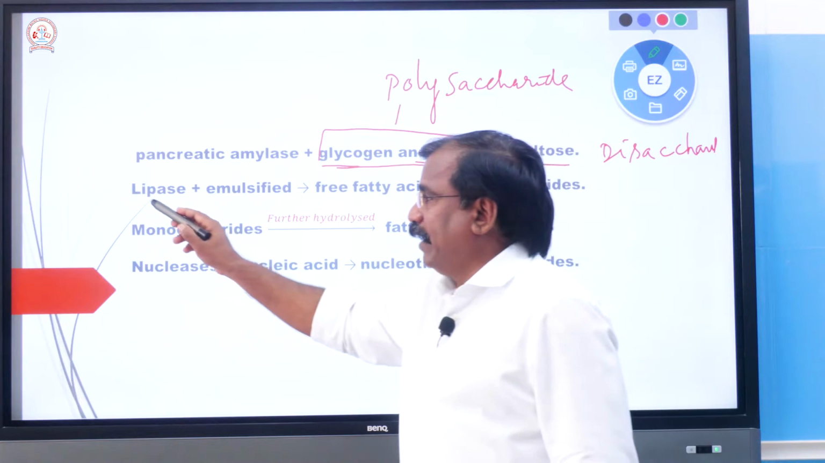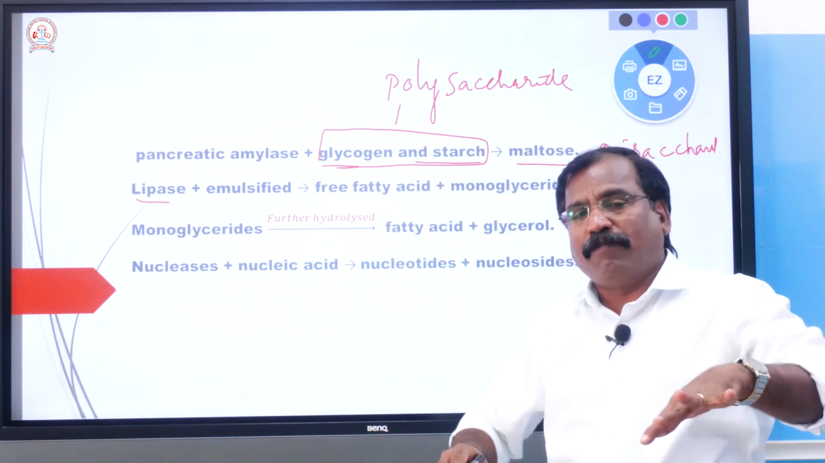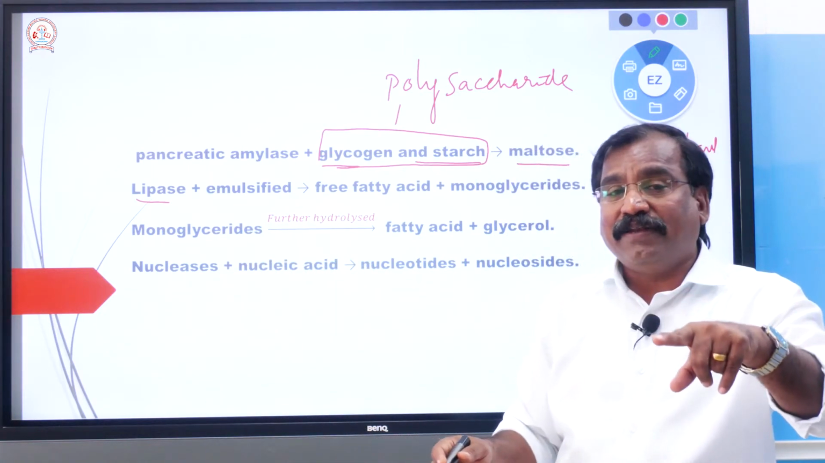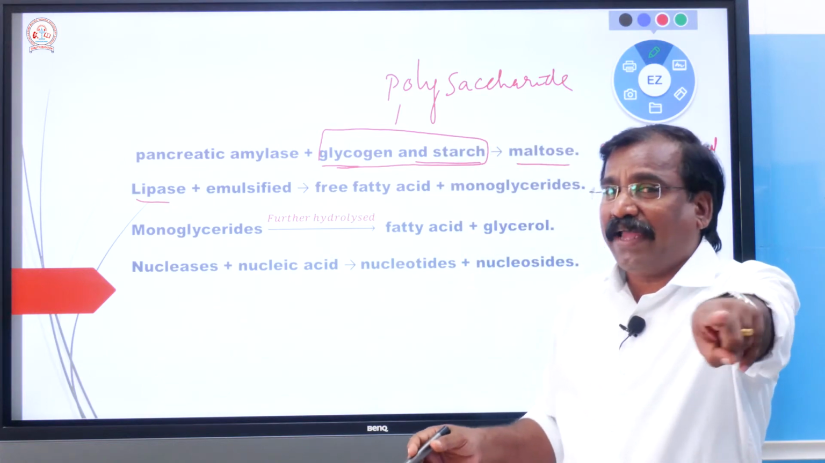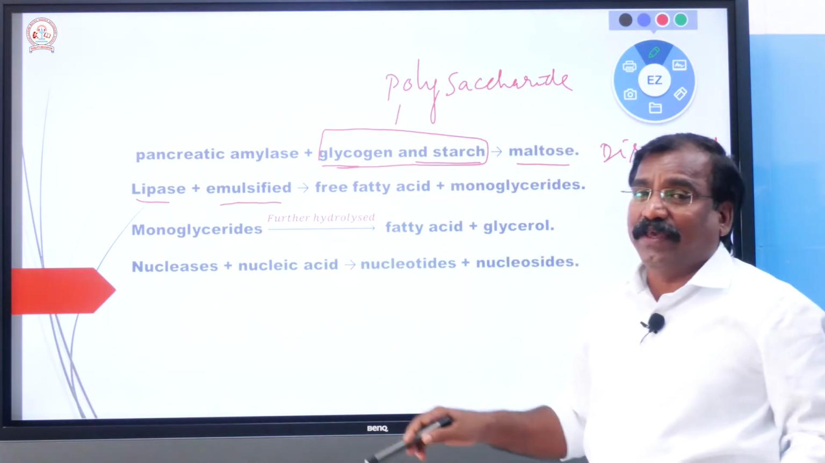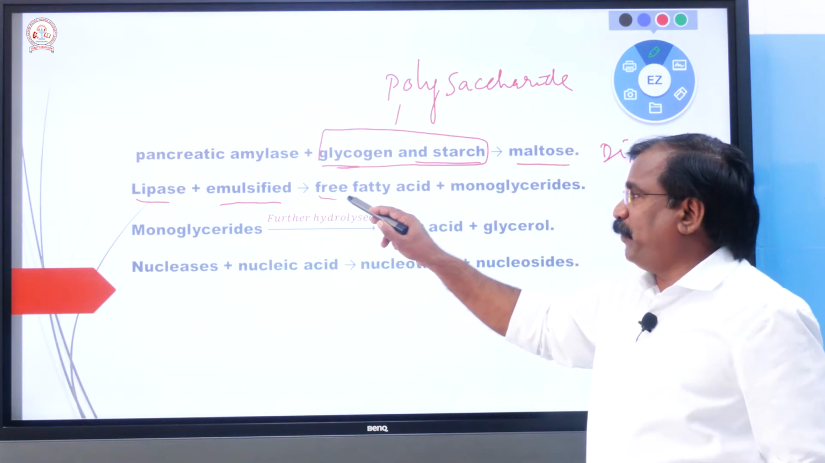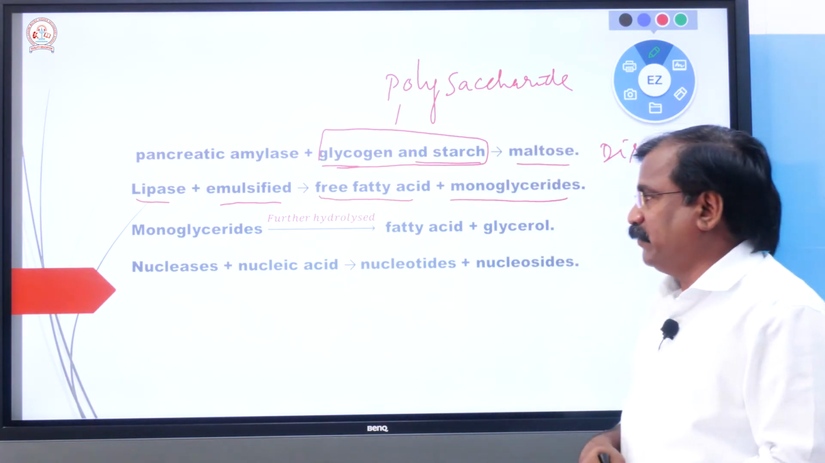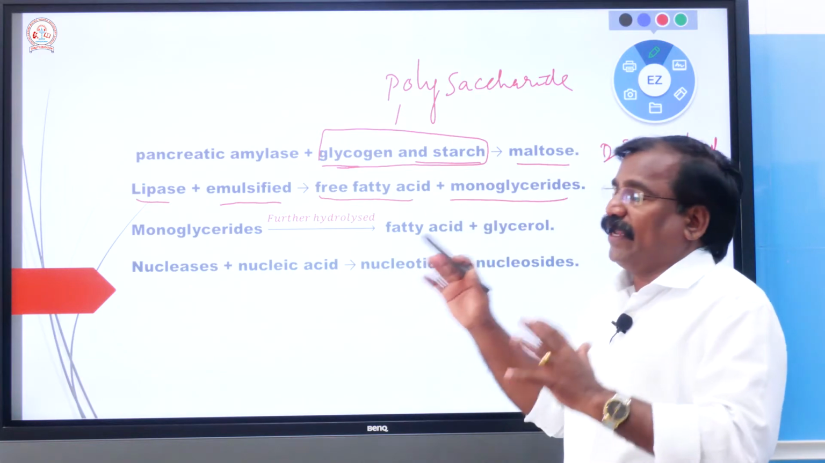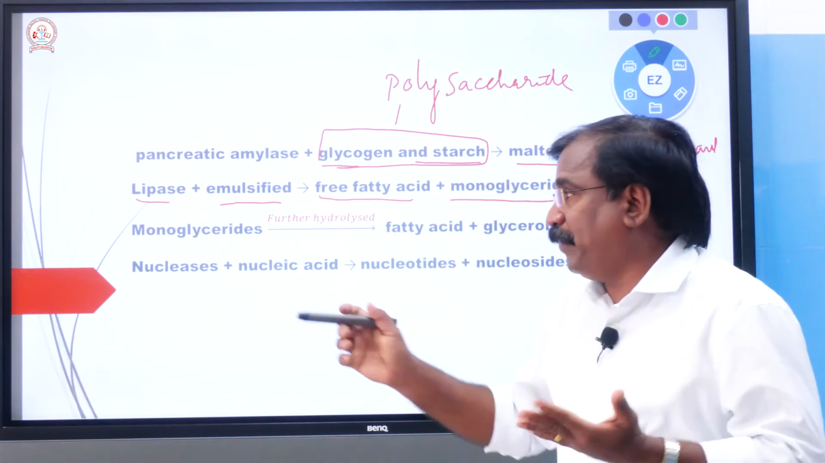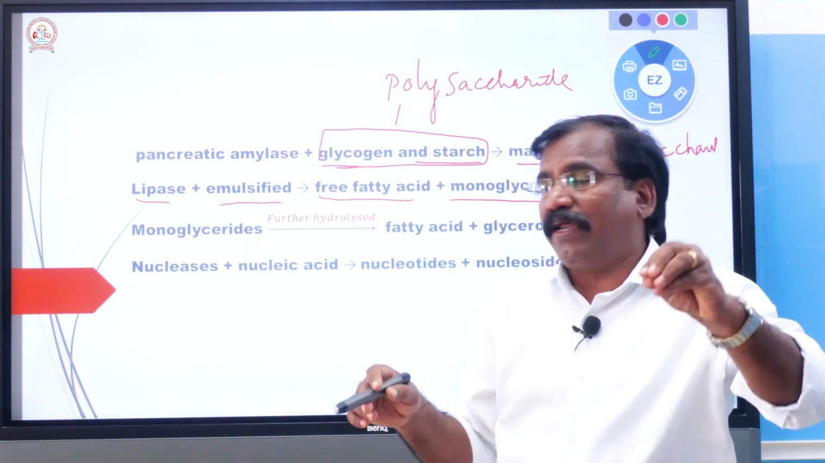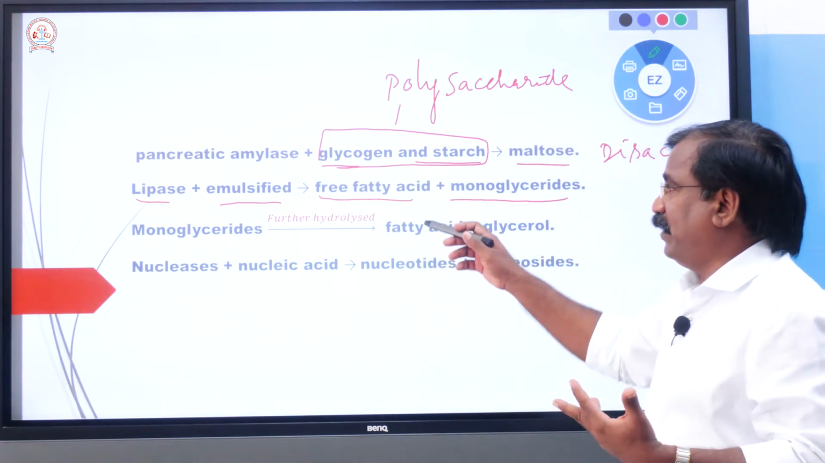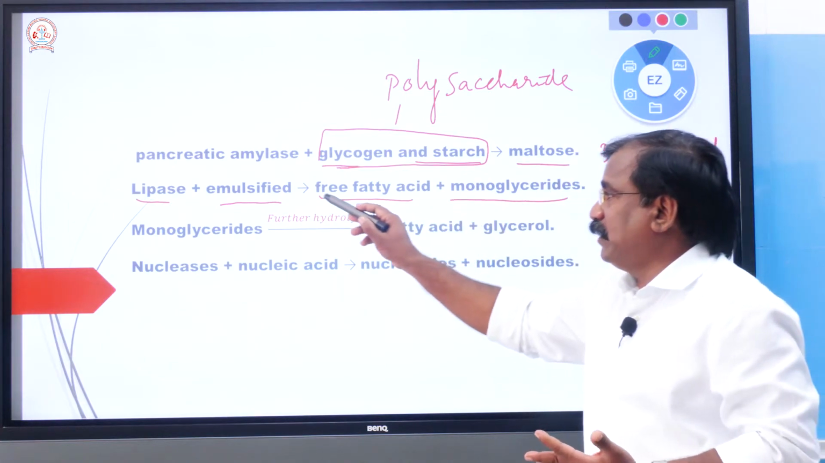Similarly, the next is lipase, the enzyme which digests lipid. Lipase acts upon fat that is already in an emulsified condition, and converts the emulsified fat into free fatty acids and monoglycerides. The final end product of lipid digestion is fatty acid and glycerol. Now, free fatty acids and monoglycerides are one of the end products.